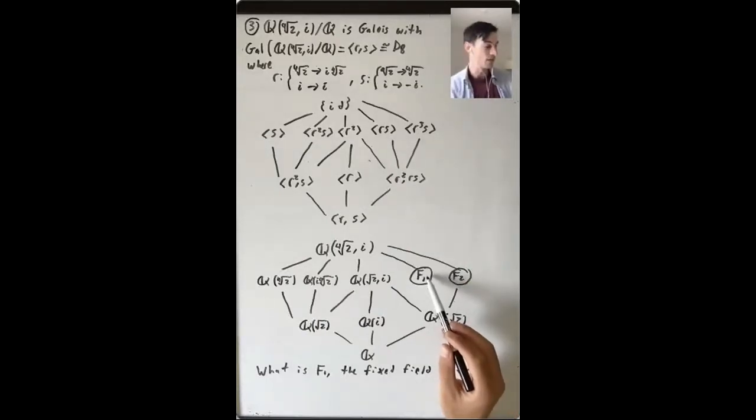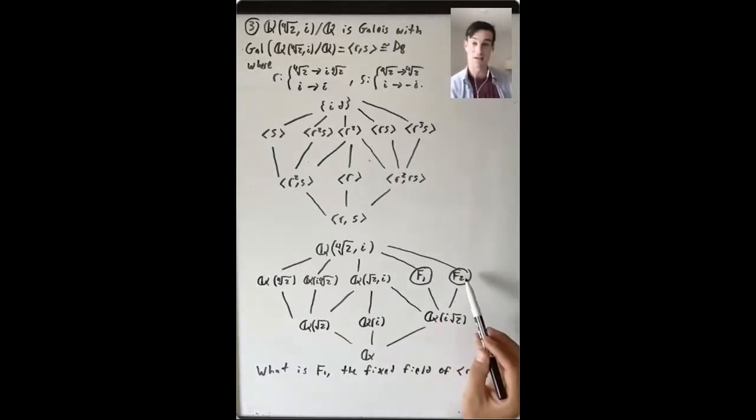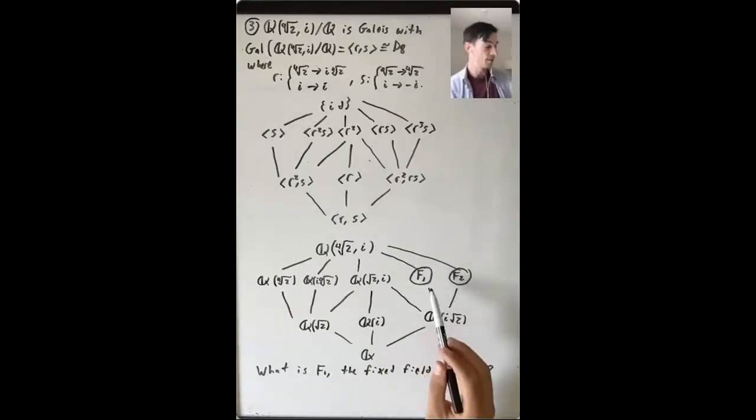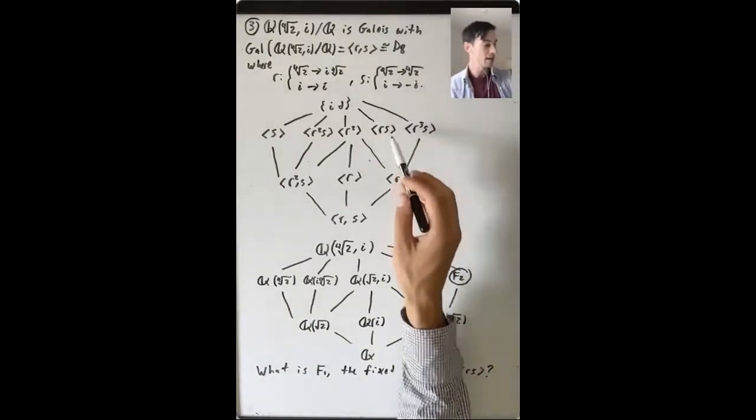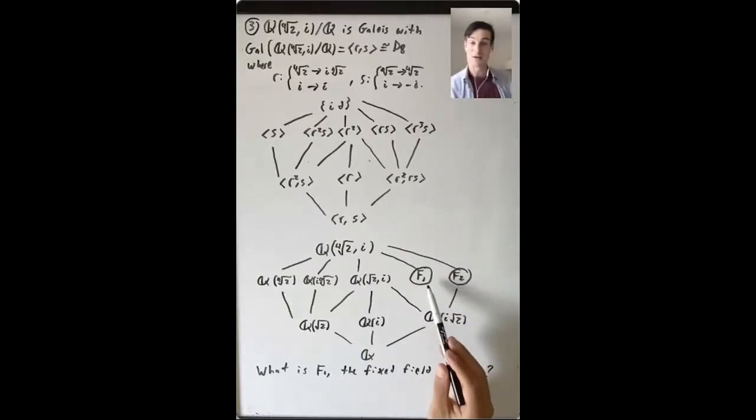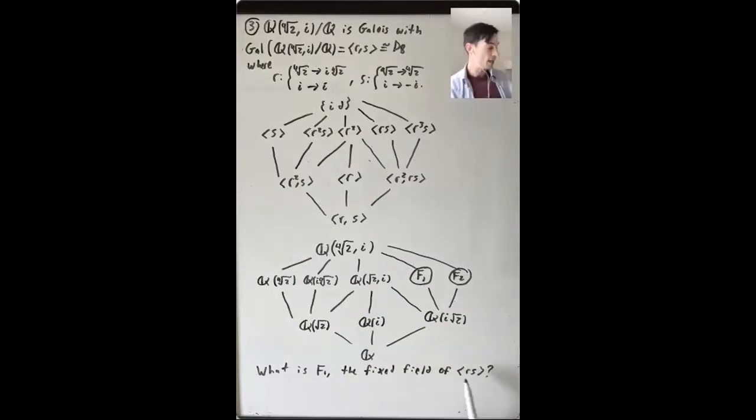So there's some field F1 here. There's some field F2 here. We know this field F1 contains Q adjoin i times the square root of 2, and that it is the fixed field of the subgroup generated by the automorphism RS. But what is it? How do we actually describe it? So that's what I'm going to talk about next. So I'm going to pause and erase.